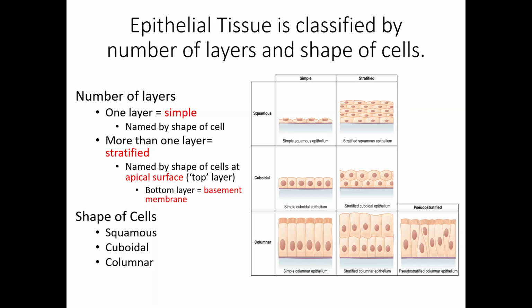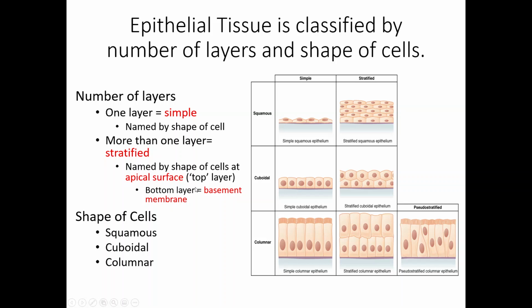Now, if you do have more than 1 layer, if you are a stratified tissue, when we name you by the shape of your cells, we always look at the apical surface, the top layer. We don't look at the basement membrane or the bottom layer, and I'll show you why here in just a second. So let's look at our shapes real quick. We've got squamous, which that word really just kind of means nothing to us, but they're really flattened. I think they look like little fried eggs. Then we have cuboidal and columnar, and fortunately for us, these really do look like little cubes or little boxes, and then columns respectively. So these 2 are pretty well named.